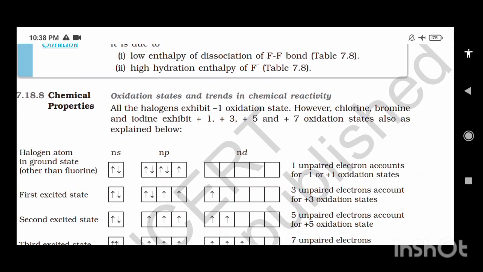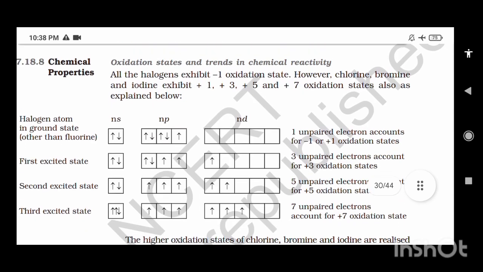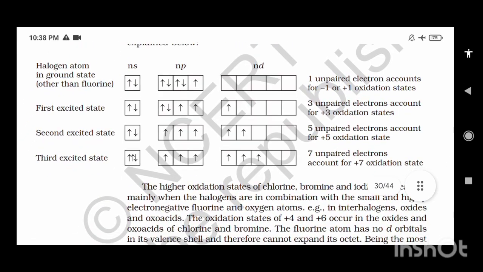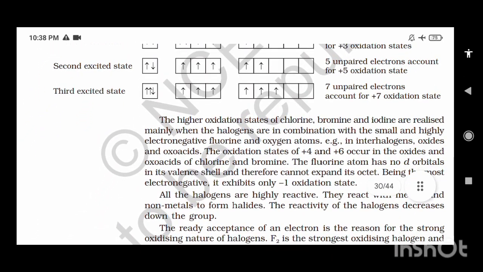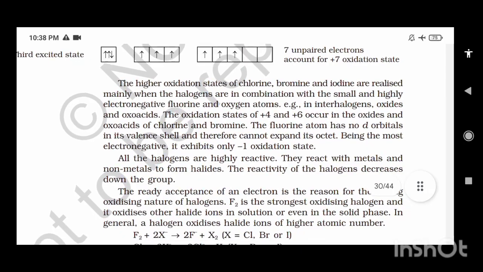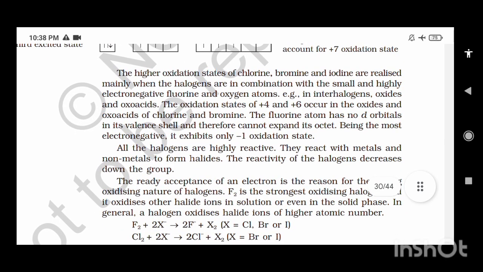Chemical properties. All the halogens exhibit the -1 oxidation state. However, chlorine, bromine, and iodine exhibit the +1, +3, +5, +7 oxidation states. The higher oxidation states of chlorine, bromine, and iodine are exhibited when the halogens are in combination with the small and highly electronegative fluorine and oxygen atoms, for example in interhalogens, oxides and oxoacids.